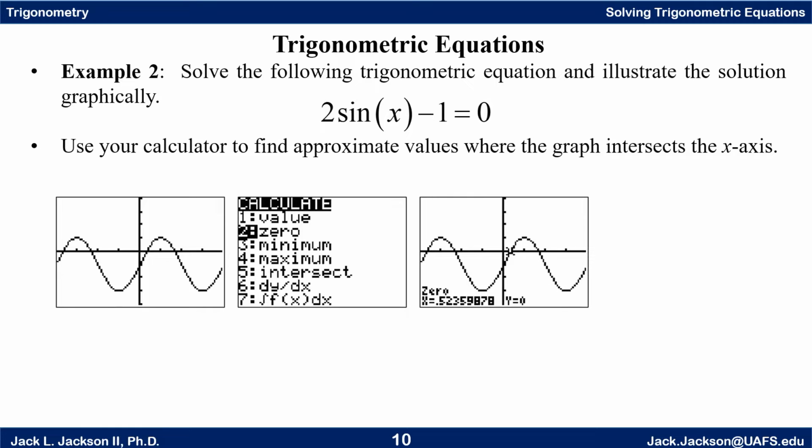And it's going to ask you for a left bound first. So make sure you're just a little bit to the left of this point here, and press enter. Then go to the right of it a little bit. Press enter. Put it right on the point as close as you can get. Hit enter. And it'll come back with a decimal version right there.